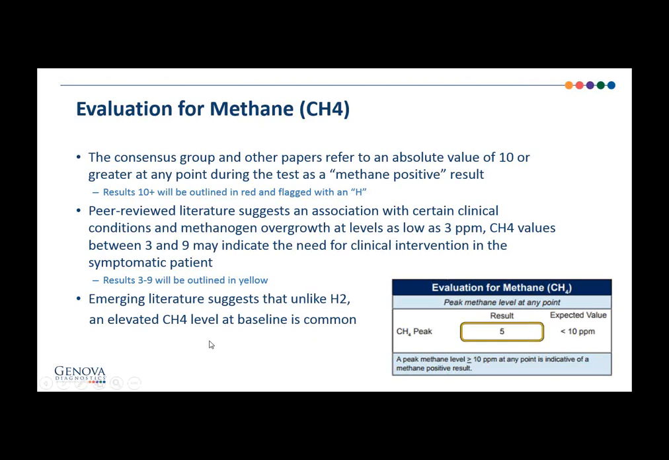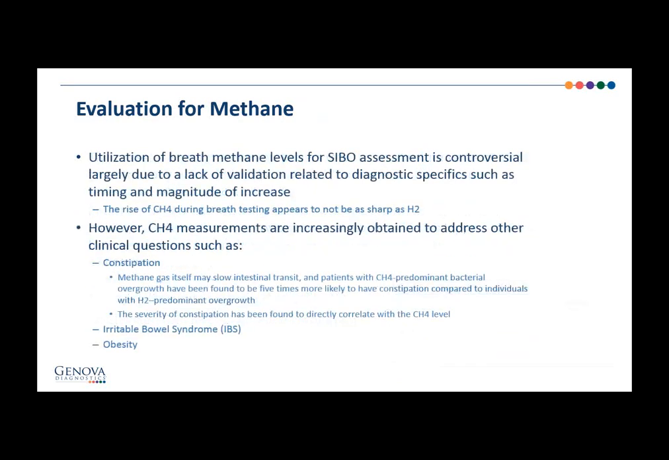Emerging literature suggests that unlike hydrogen, an elevated methane level at baseline is common. So elevated baseline hydrogen, unclear the significance, but elevated methane baseline is quite common. So using breath methane levels for SIBO assessment is controversial. There's a lack of validation related to specifics to diagnose, such as the timing that would qualify it as a SIBO or the magnitude of increase. So that line upsloping, the change over baseline, that's not fully agreed upon.